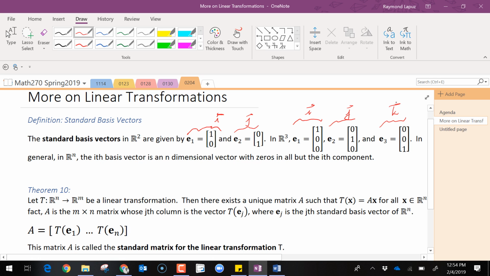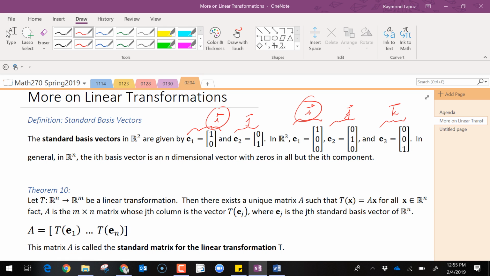And of course, the I in R2 is slightly different from the I in R3 in that in R2 it's only two-dimensional, in R3 you have three components. I don't know if there's any good way to distinguish the I in R2 versus the I in R3, except to say that if you know you're in R2, then the I just means it's 1, 0, and if you're in R3, the I just means it's 1, 0, 0. So it's just a number of components.